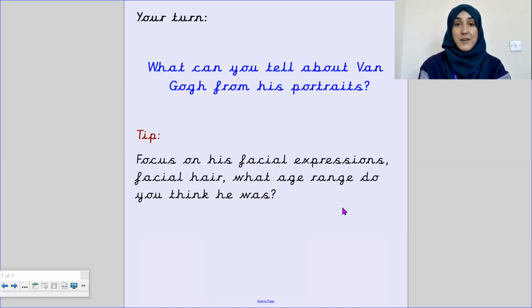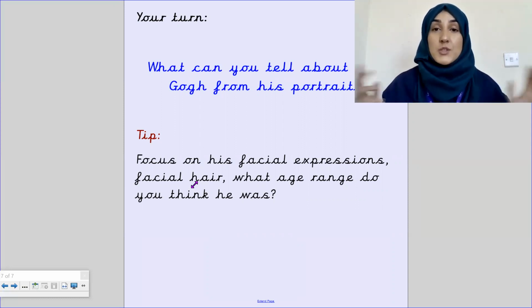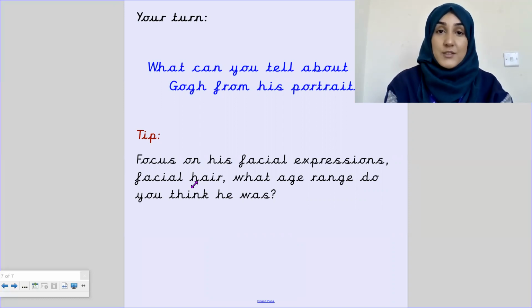Once you have completed this task, upload yourself. If you do decide to record a video, then upload onto Tapestry. I cannot wait to see it, to hear all of your opinions and what information you have gathered yourself, being super detectives. If you would like to see these portraits, you can visit the Van Gogh Museum website, which is in Amsterdam. If you just type it into Google, it should come up, and you can see all of these portraits there, where you can zoom in and have a play around with it if one or two have really caught your eye.